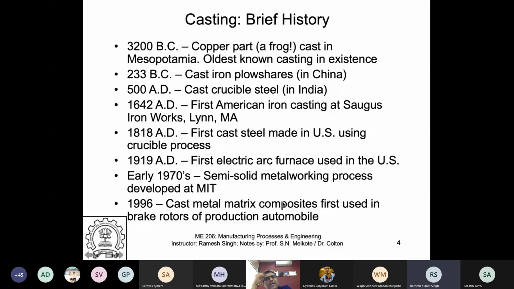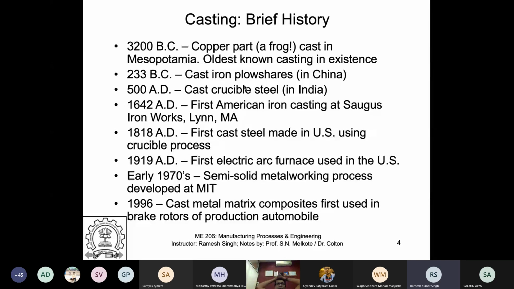So that's how the iron was cast, and then they used to forge it, so they could make very good, very strong swords out of India. They were able to cast and deform. And then cast crucible steel in India was done in 500 AD. And in the US, the first cast steel by crucible was done in 1818. So India was able to do it 1300 years before.